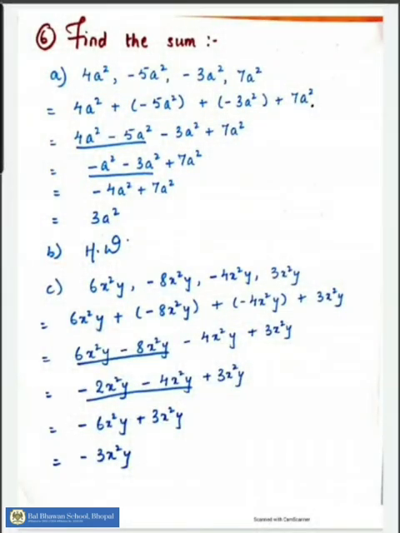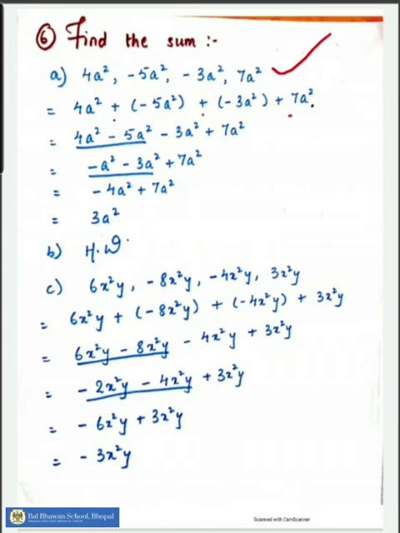Now let us talk about question number 6, which is find the sum. Over here I have given a few numbers which have the same variables and we have been asked to sum them up. Sum means we have to do the addition. Now children, when I have to do the addition, I have to put a plus sign in between the numbers. But since two signs cannot be written together, I have put minus 5a square in the bracket.